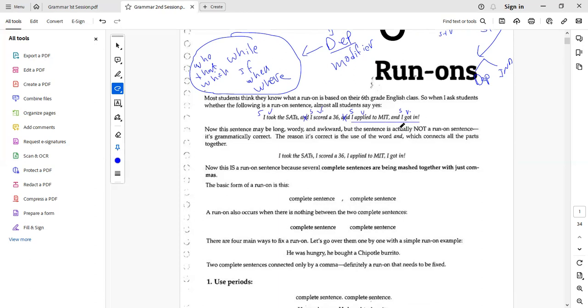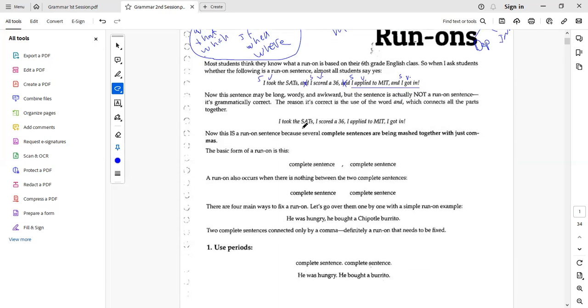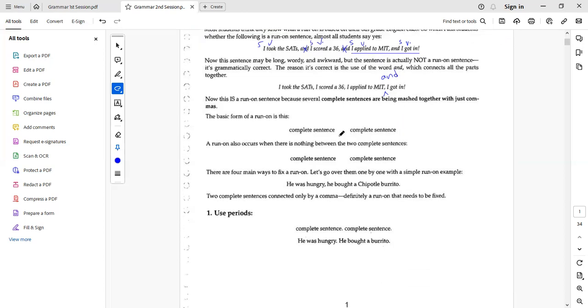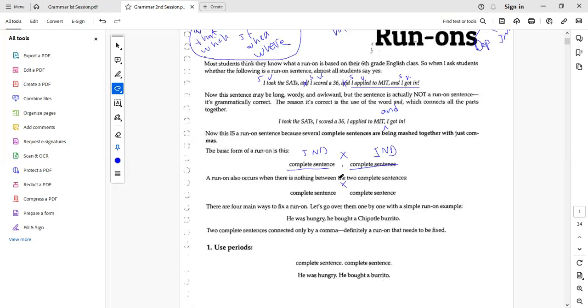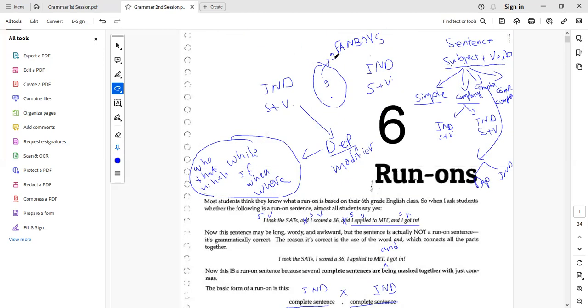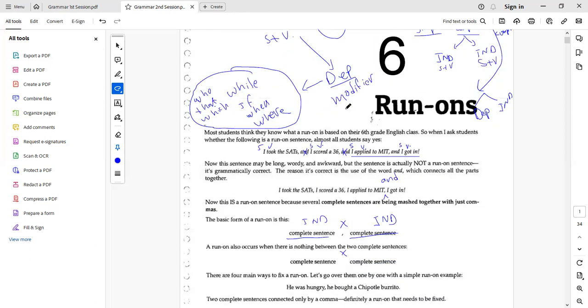What about this? I took the SATs, comma, I scored the 36, comma, I applied to MIT, comma, I got in. Teacher, there is no and here. So this is a run-on. This is a problem, as he told you here. If we have a complete sentence, independent, then a complete sentence, independent, between them a comma only is wrong. Between them nothing is wrong. So what we need to do is put a comma and fanboys, or a semicolon, or a full stop.